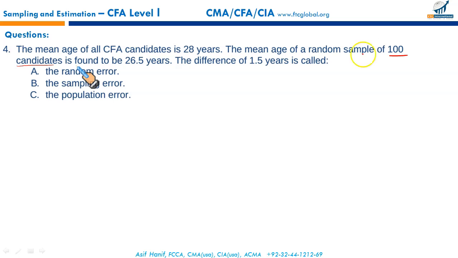So we just selected a random sample of 100 candidates and we found the age to be 26.5. Now this is what will help you to understand that. This difference between the sample mean and the population mean is 1.5. Now what is this called? This is called sampling error. The gap between your sample statistic and the population parameter is what you call sampling error.